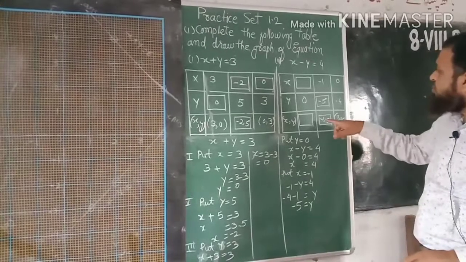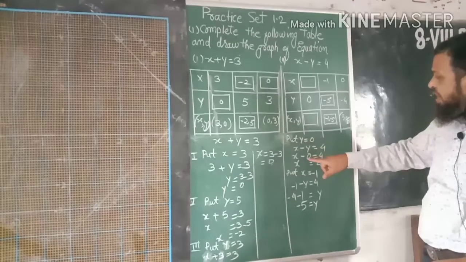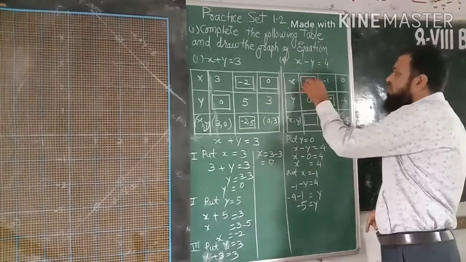Okay, so in this way when y is 0, we got x is 4. So 4, 0.